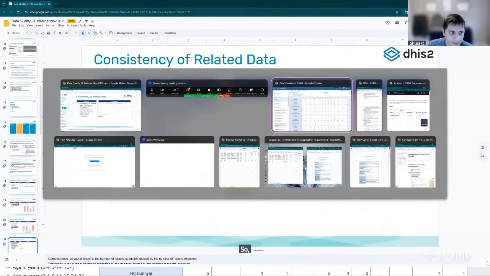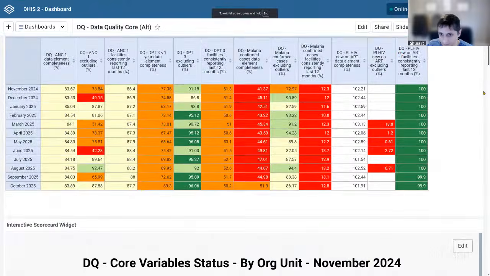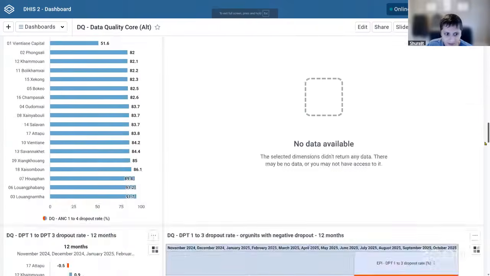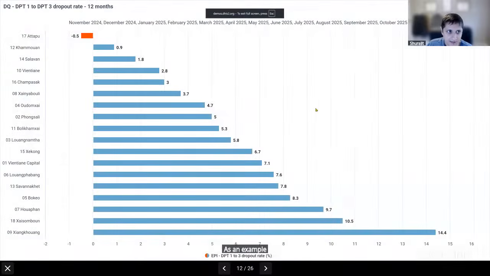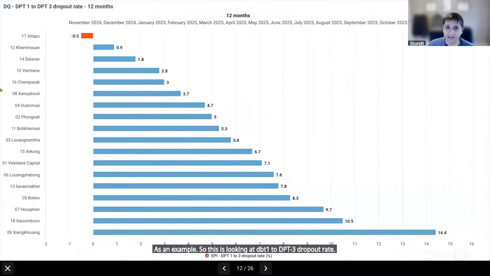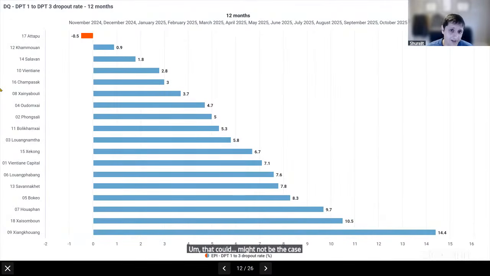So an example of some of these, if I just scroll down a bit, something like a dropout rate as an example. This is looking at DPT1 to DPT3 dropout rate. Basically, the relationship of this should be, over a significant period of time, DPT1 is generally greater than DPT3. You don't want to look at this in a singular month because that might not be the case. But over, let's say, a year, then it should be the case.